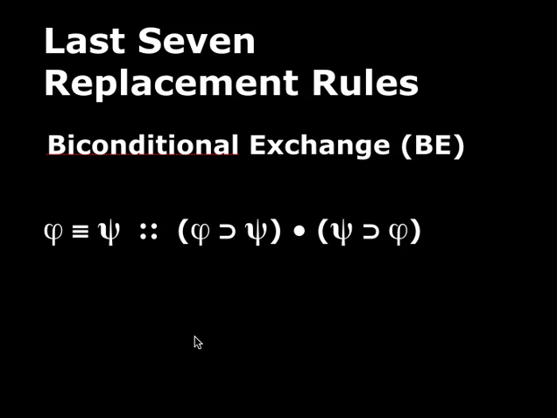Biconditional exchange. This is the only rule we have that lets us directly work with biconditionals. And what this says is that if you have a biconditional, you can swap it out for a conjunction of the two conditionals. And what I mean by the two conditionals is the conditional going from left to right and right to left: if phi, then psi, and if psi, then phi. And vice versa. If I have a conjunction of two conditionals which have the same components, but in opposite order, phi then psi, psi then phi, I can swap that out for the biconditional.